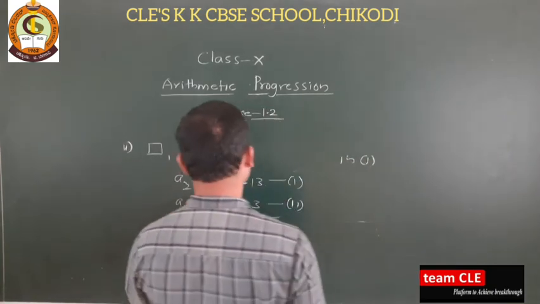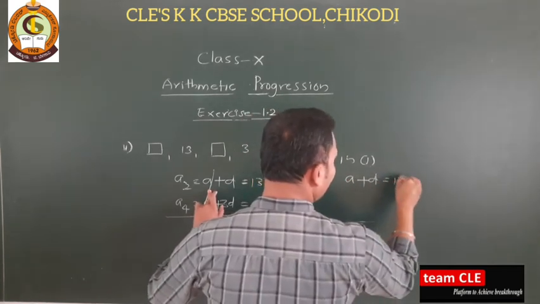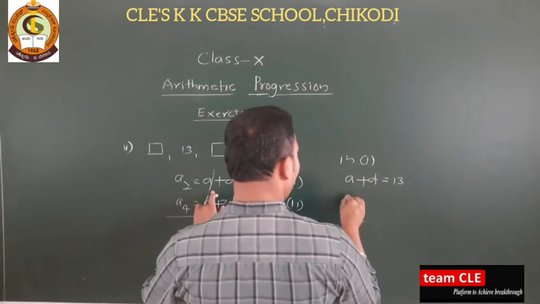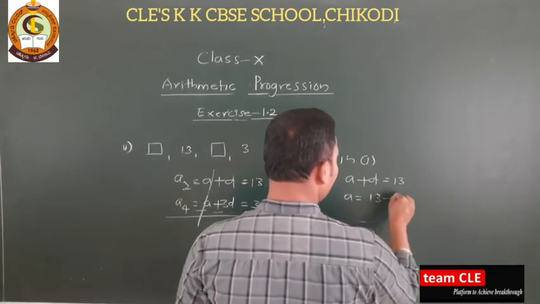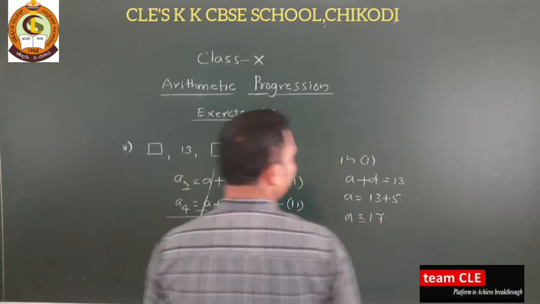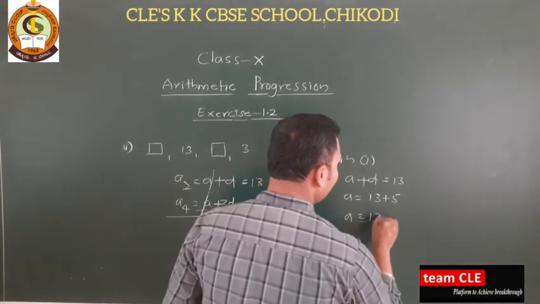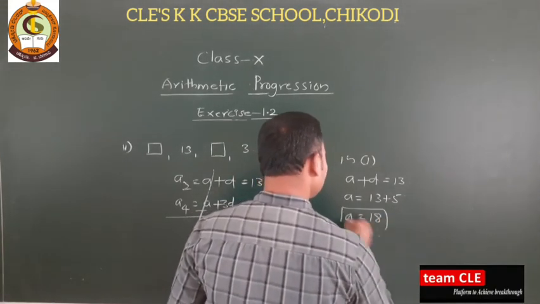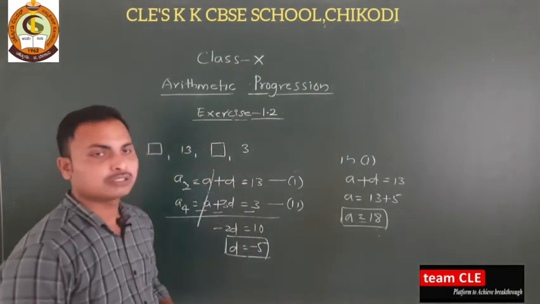In equation 1, A plus D is equal to 13. Now A is equal to 13 plus 5, so A is equal to 18. Once you have A is equal to 18 and D is equal to minus 5.